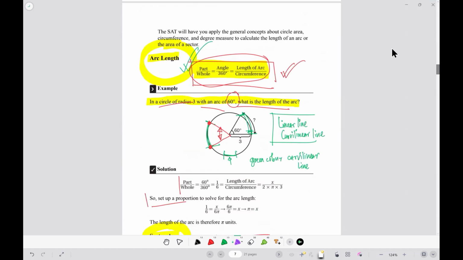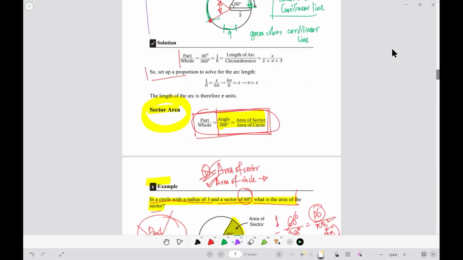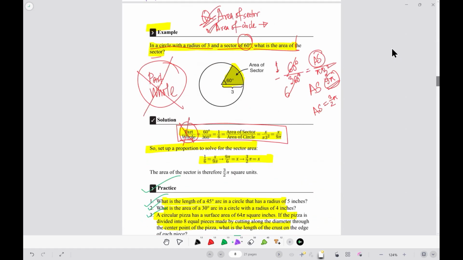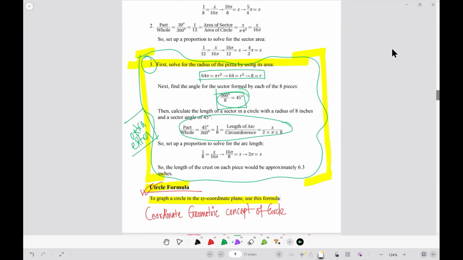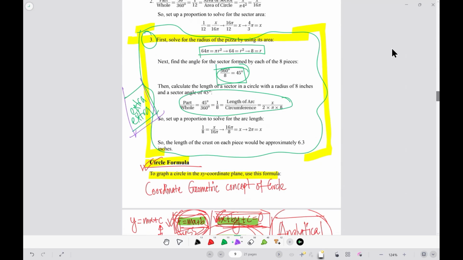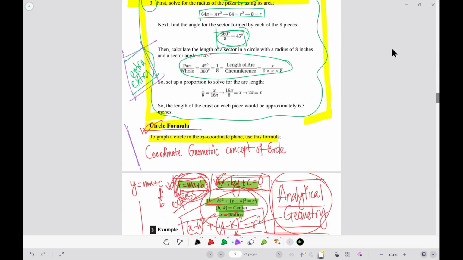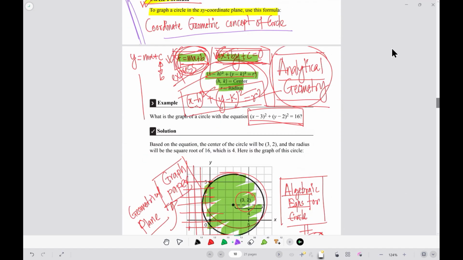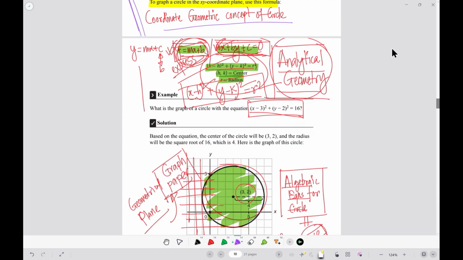And then we have talked about arc length. And then we have talked about sector area. And then we have come to know about a problem that is extremely important, but the solution can be done in a pretty simple short way. Circle formula is required in a geometric concept of circle, which is basically our field of interest: x minus h whole squared plus y minus k whole squared equals r squared.